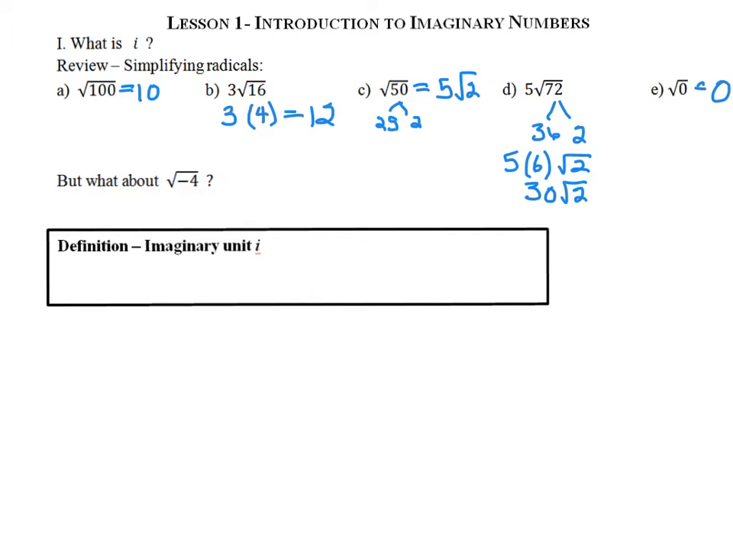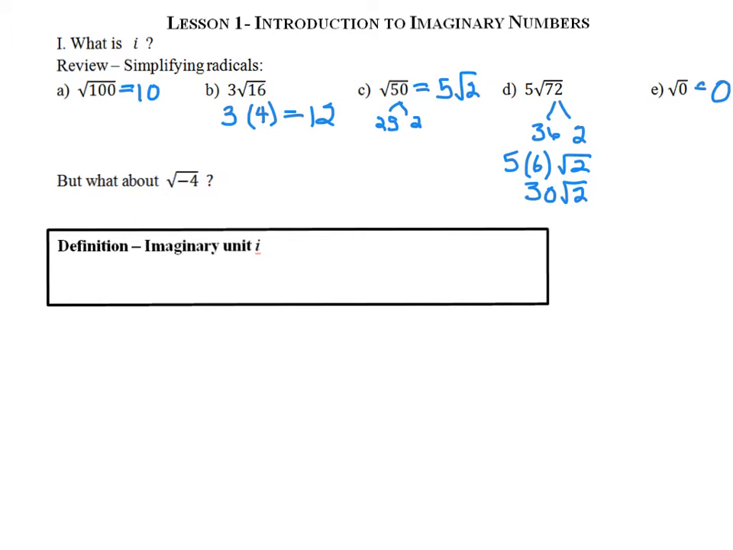Now notice that none of the examples that we've tried so far have had a negative underneath the square root sign. But in our next example, the square root of negative 4, we're looking for two numbers that are exactly the same, that when I multiply them together, I get negative 4. So far in the real number system that we are used to using, there's no one number that when I multiply it by itself, I get the answer of negative 4.